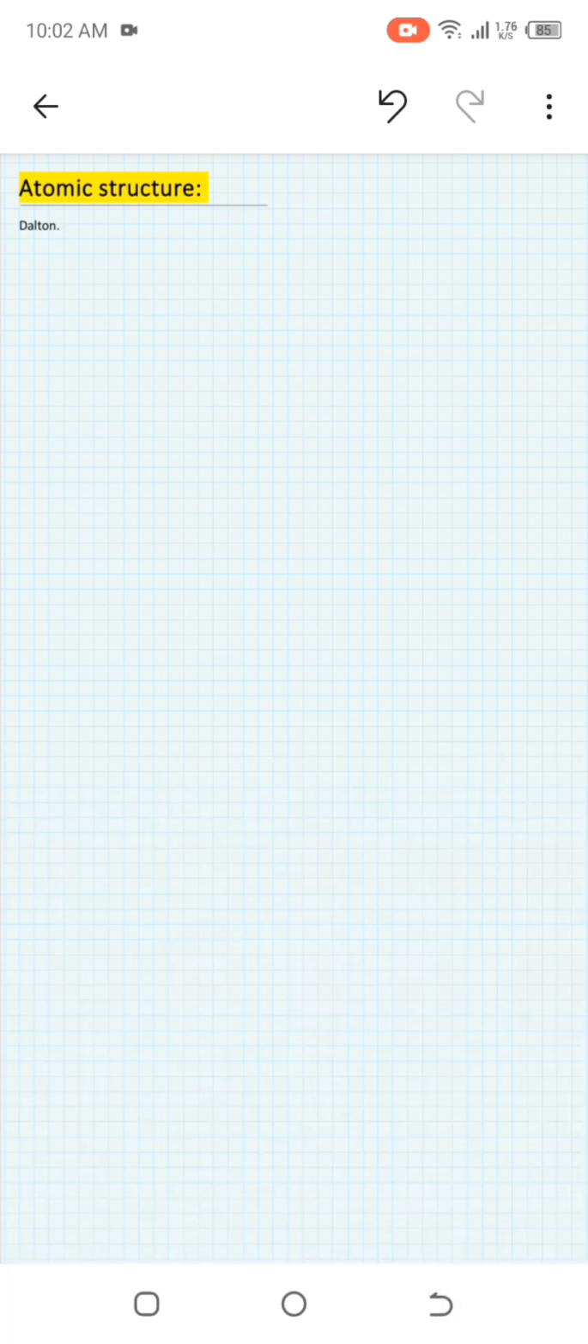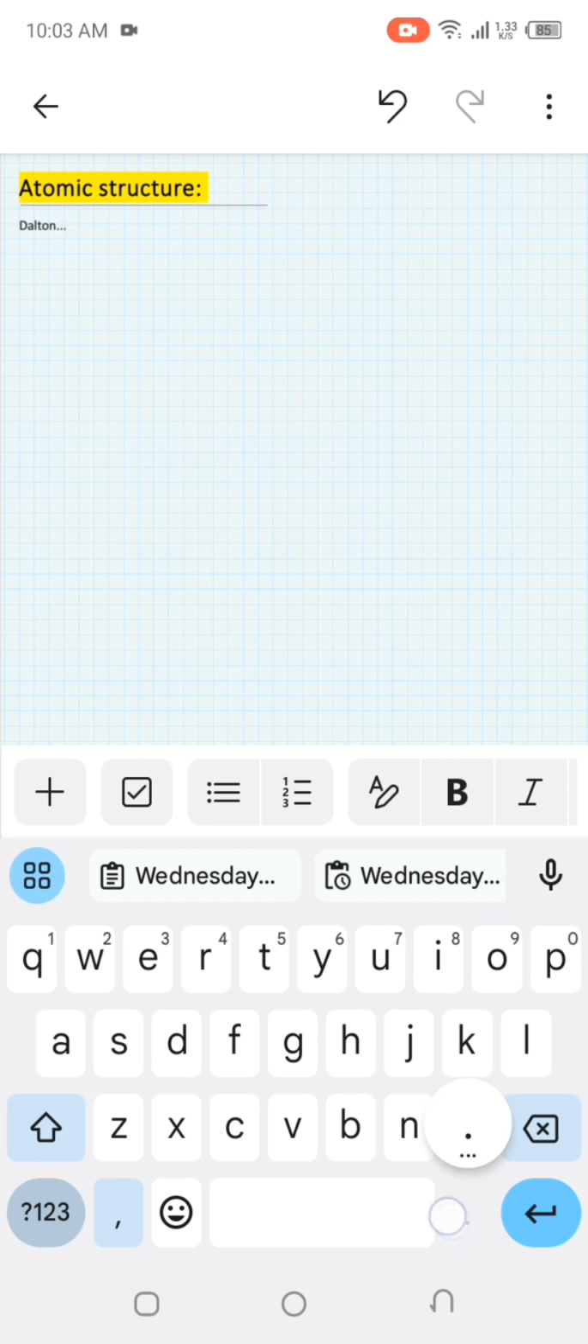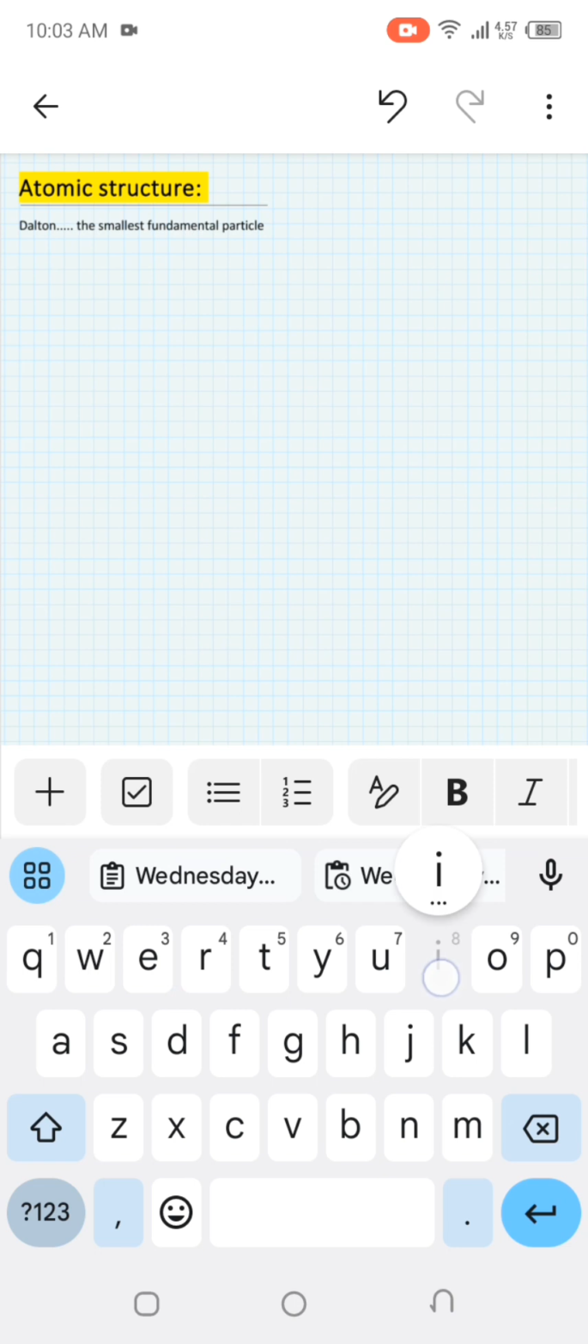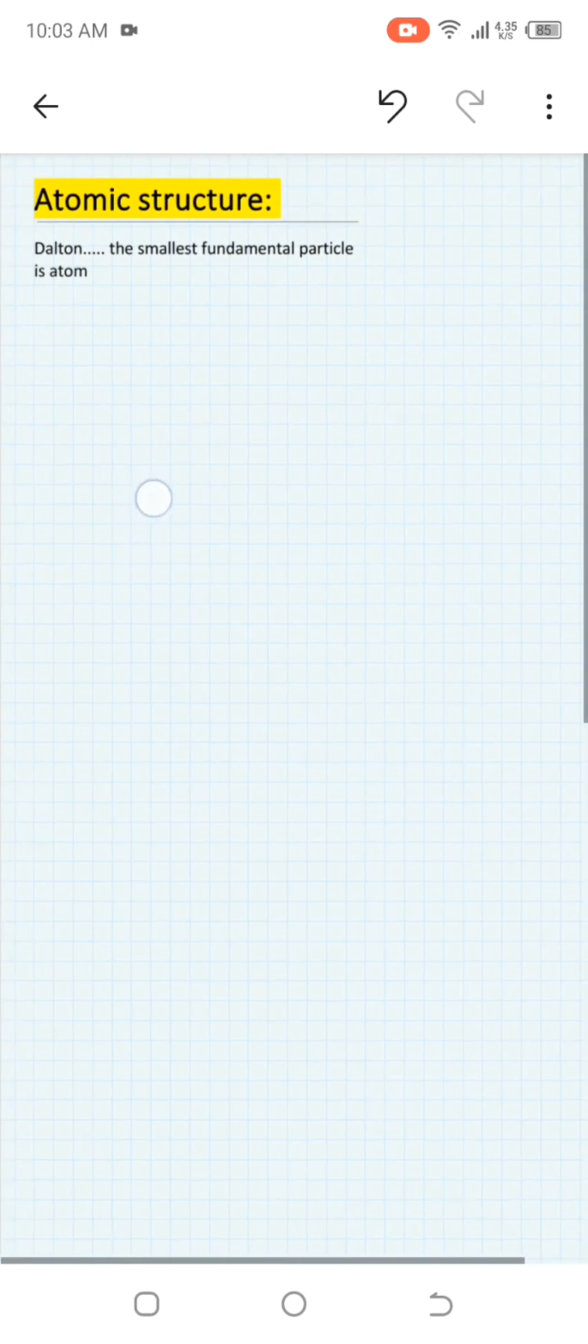Dalton was the first scientist who told that the smallest fundamental particle is the atom. The smallest fundamental particle is the atom. This was given by Dalton.